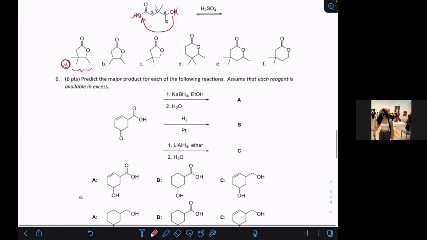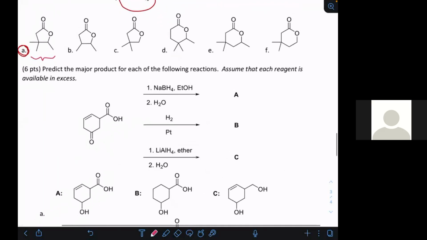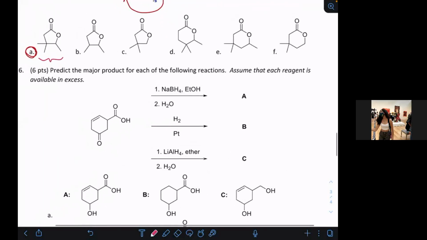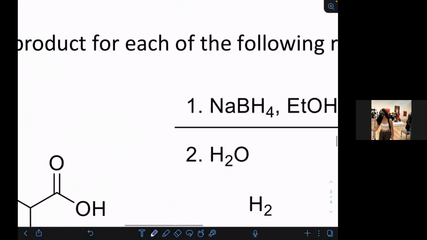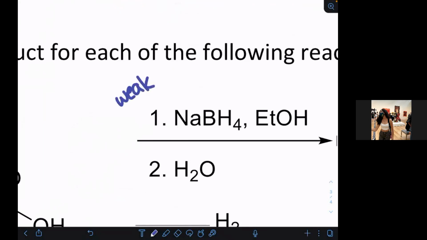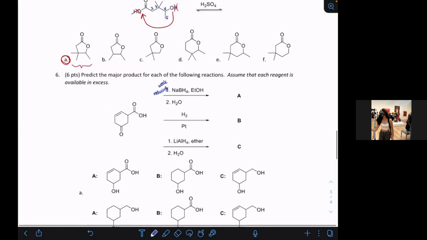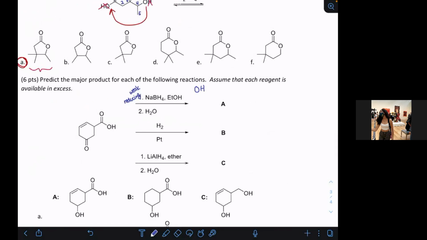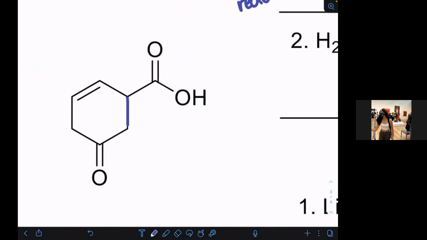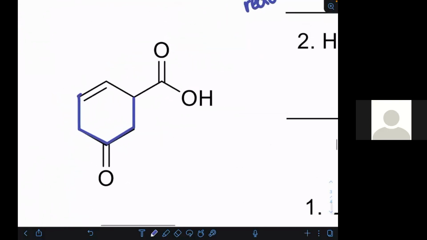Okay. So then for 6, predict major products for each of them. NaBH4 is the weaker of the reducing agents. And then this one turns it into like an alcohol, right? I think they would all turn to alcohol, like each reaction, yeah, all alcohols.